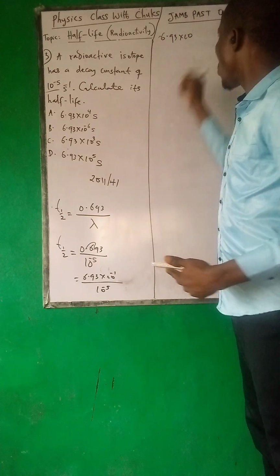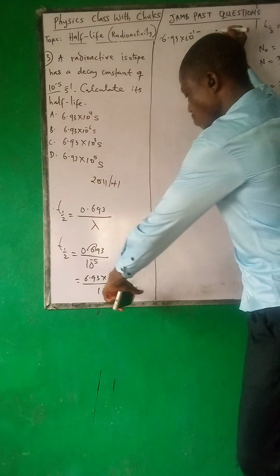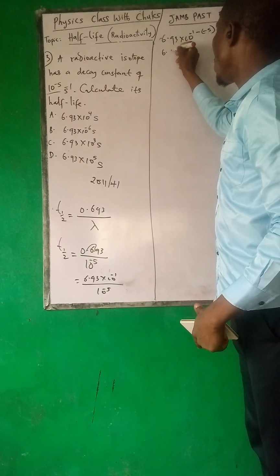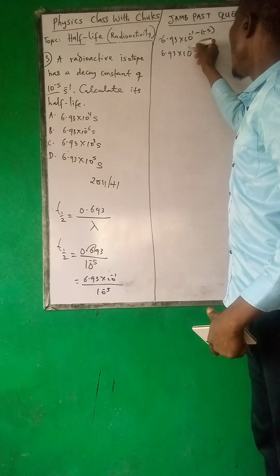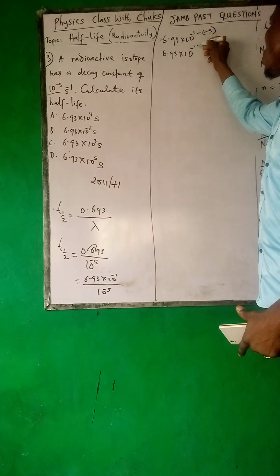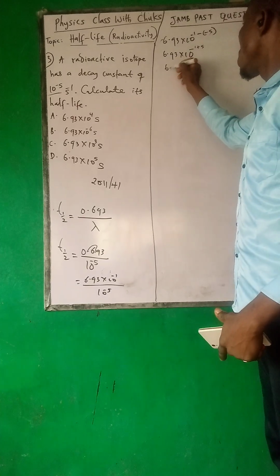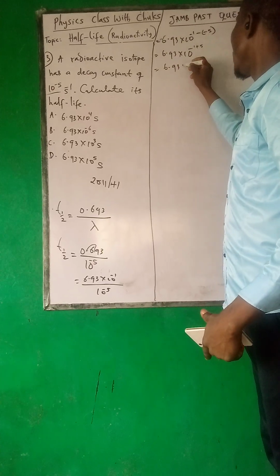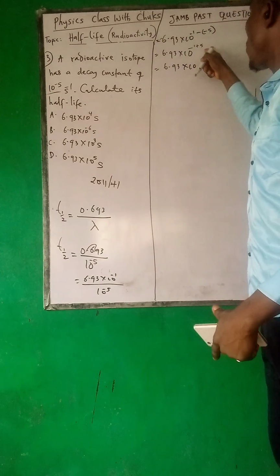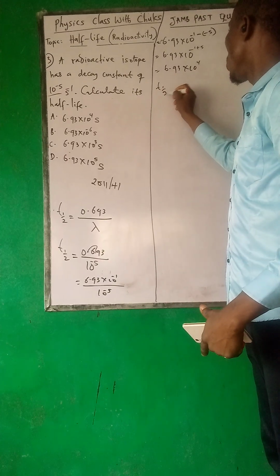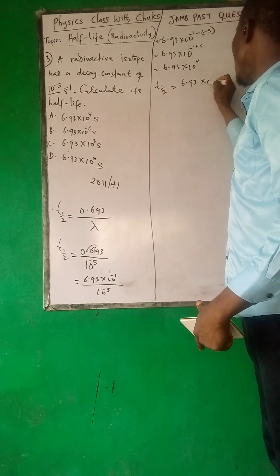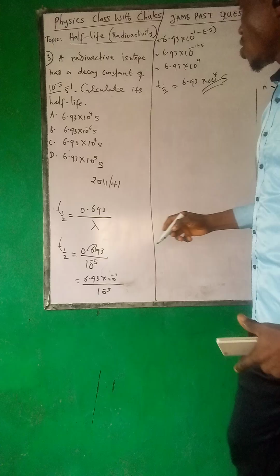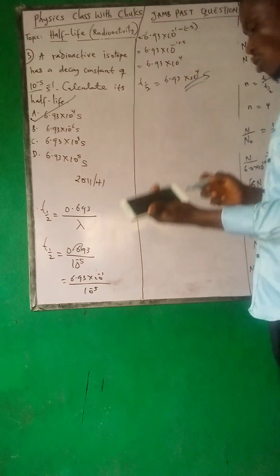So the first power is minus 1, minus minus 5. So I have 6.93 times 10 minus 1. Minus times minus is plus with my 5. So 6.93 then times 10 power minus 1 plus 5 is 4. So my half-life will be 6.93 times 10 power 4 seconds. And that is option number what? Which option has it, please? Option number A has the correct answer.